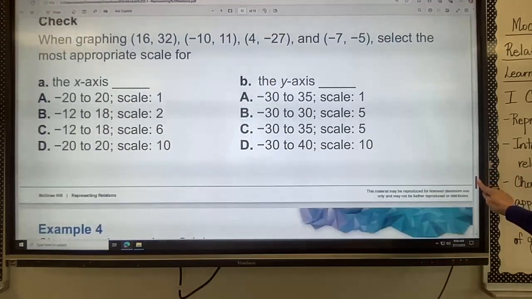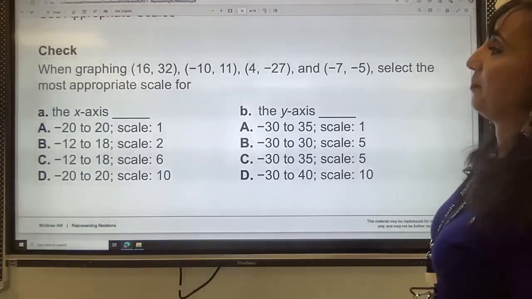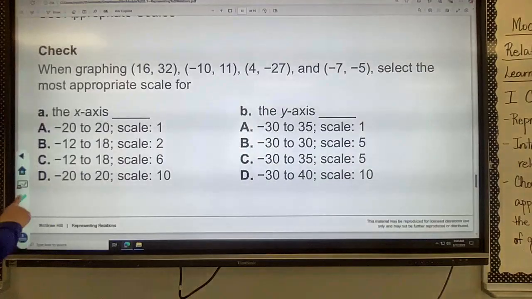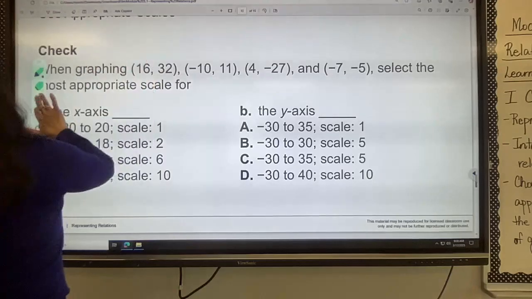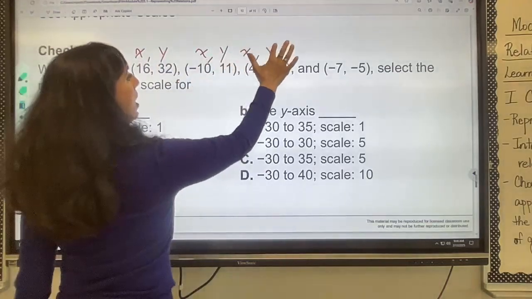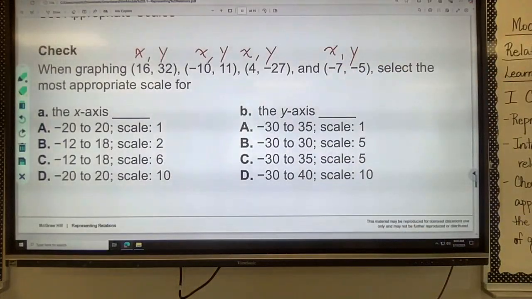Okay, so let's go ahead and do a problem like this one. We're looking at the numbers here, and we're going to select the most appropriate scale for each of the x and the y axis. So let's look at the x and the y. This is x, y, x, y, x and y. We are going to look at the most appropriate scale for the x and y, but we have to look at the smallest to the largest numbers in the x.